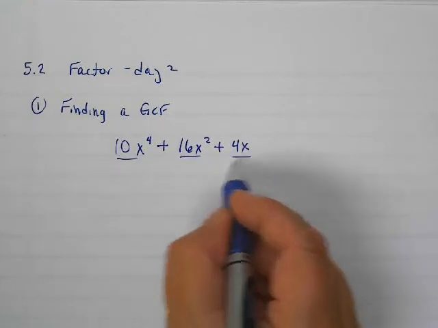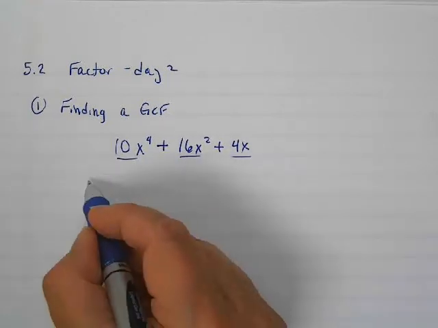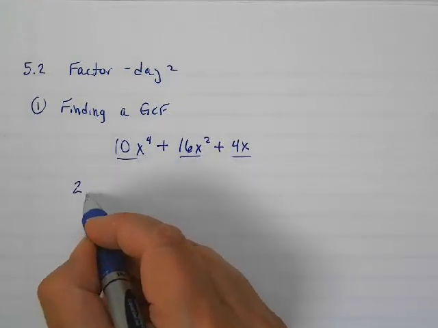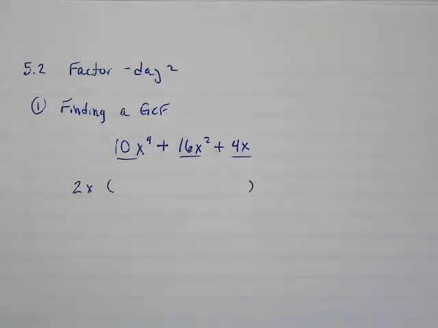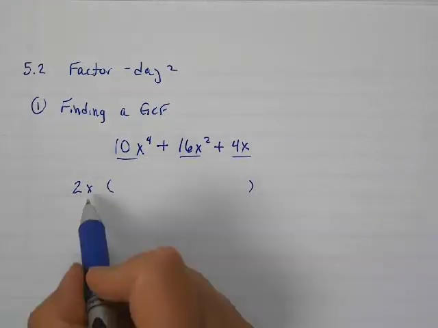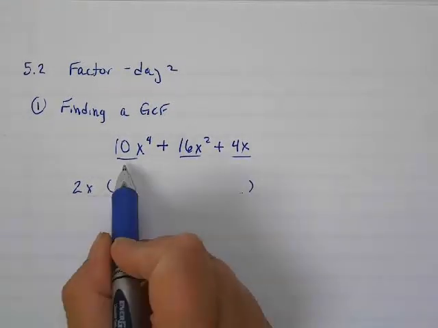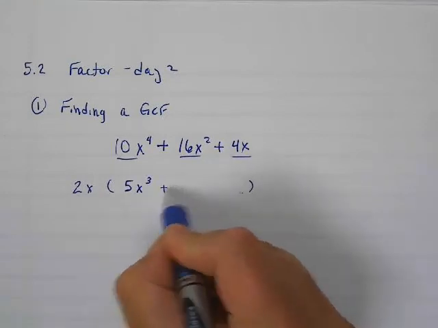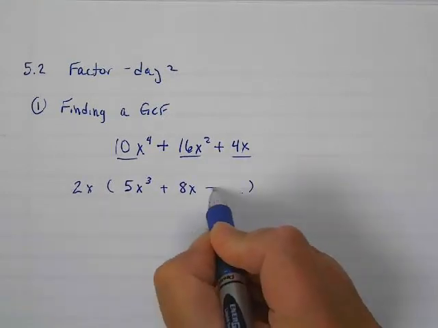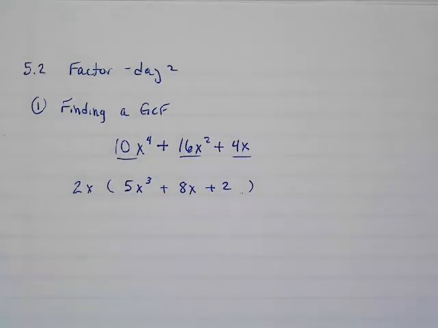So I look at each term and I notice they all have at least a 2 as a factor and an x as a factor. So we do reverse distributive, bring that out to the front, and then we write inside here what we would multiply times 2x to get this. So 5x to the 3rd plus 8x plus 2. So those were types where we just had a GCF.